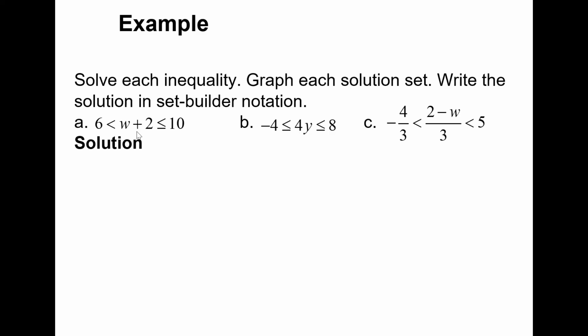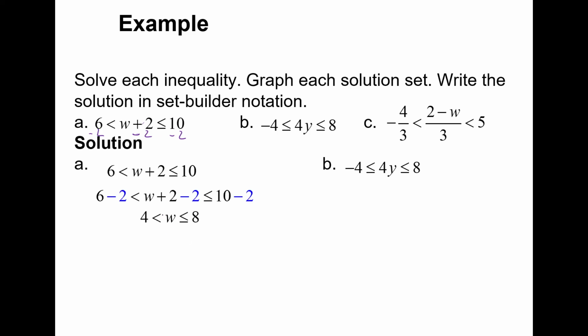And so to do that, we're going to get rid of the 2 here. So we're going to add a negative 2, or we're going to subtract 2 here. So we subtract 2 here, and we subtract 2 here. When we do that, we get 4 less than w less than or equal to 8. And so if we keep going down, we get that.